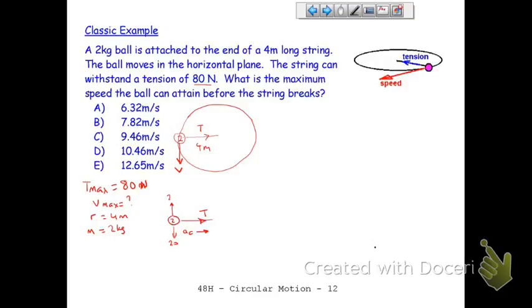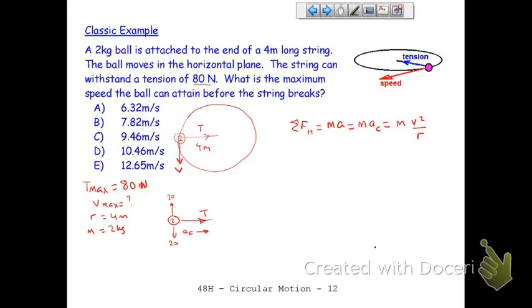So that's 220 newtons. This is Newton's laws. I say the sum of the forces horizontally is equal to ma. And it's not just ma, it's ma centripetal because it's going in a circle. And I know my centripetal acceleration is v squared over r.